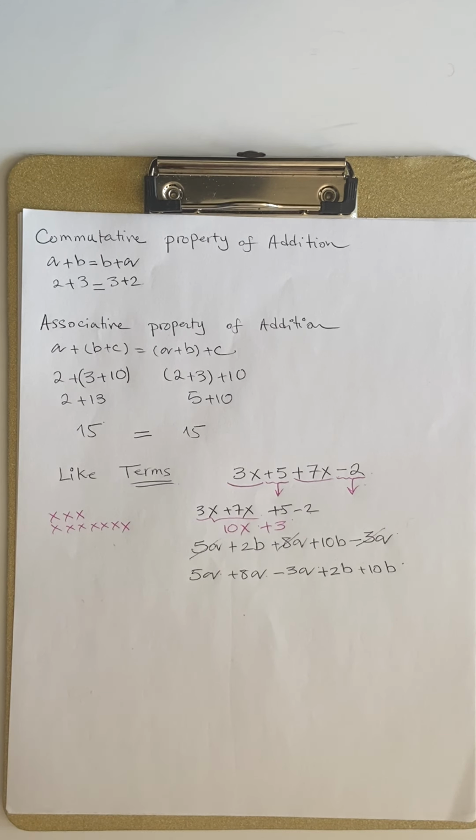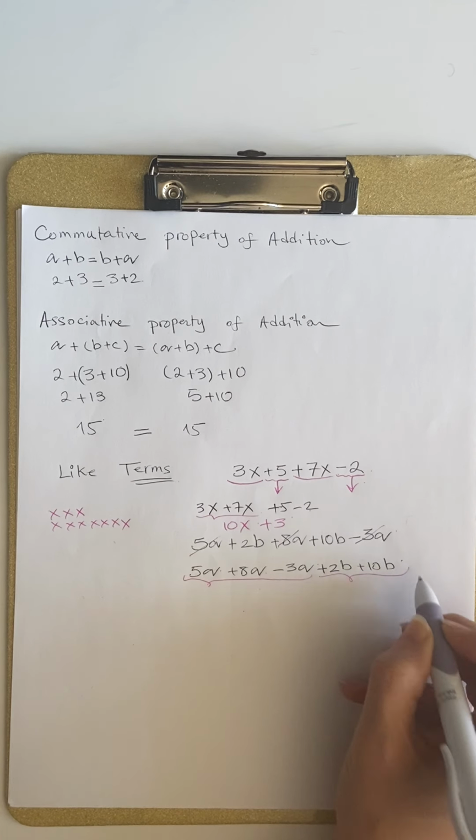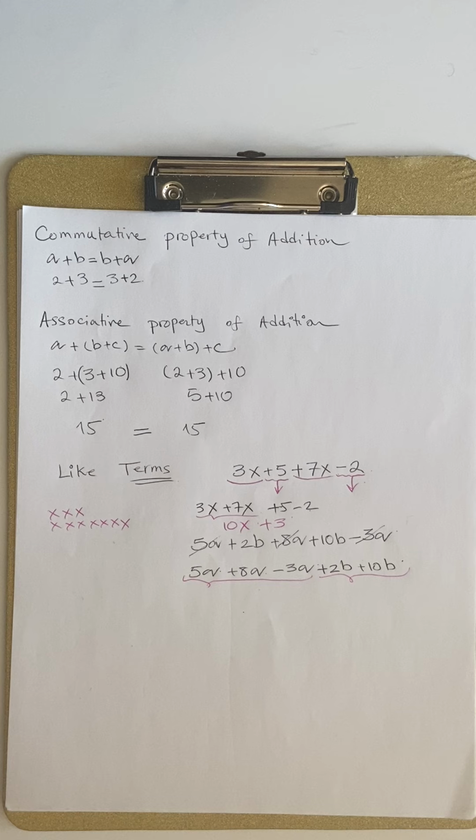It's called collecting like terms. Now I start performing the operation of them. How do we add like terms? First of all, I put them in two different categories, groups. The a's together, the b's together. 5a plus 8a minus 3a.